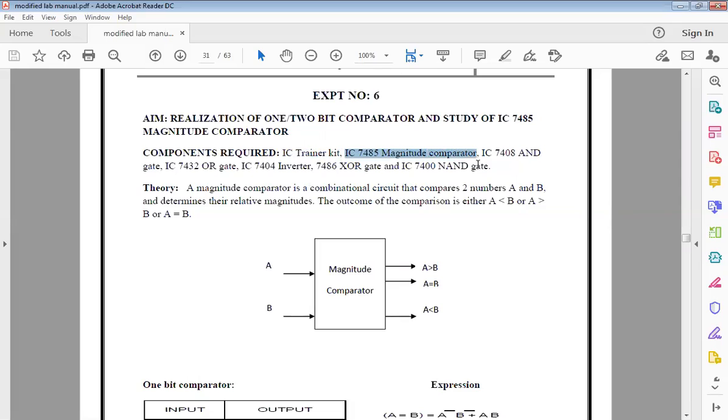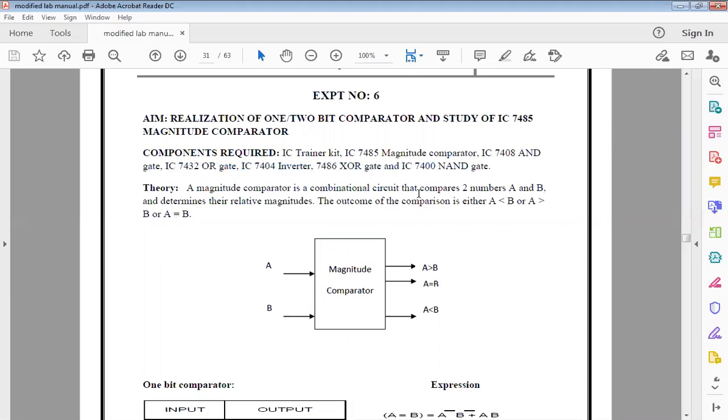So for today's experiment, we'll be using the trainer kit and the IC 7485, which is also called a magnitude comparator. Then we'll be using 7408, the AND gate, 32, which is the OR gate, 04, the inverter, 86, the XOR gate, and 00, which is a NAND gate, all 74 series, right?